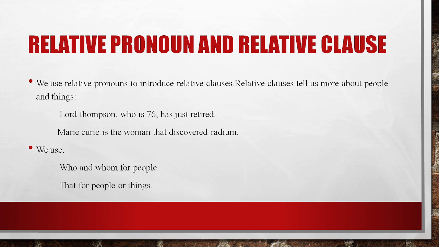Relative pronouns and relative clauses. We use relative pronouns to introduce relative clauses. Relative clauses tell us more about people and things. Lord Thomson, who is 76, has just retired. Marie Curie is the woman that discovered radium. And we use who and whom for people, that for people or things.